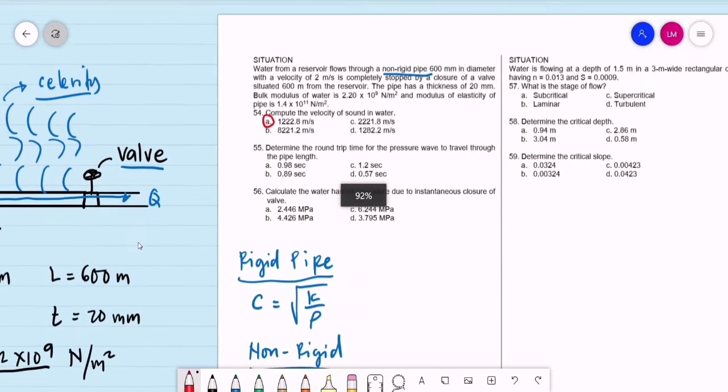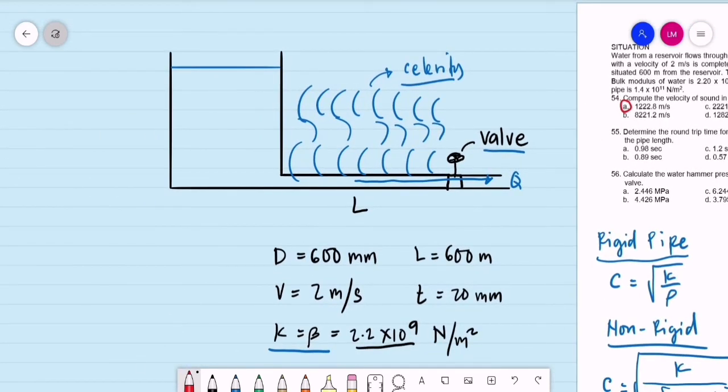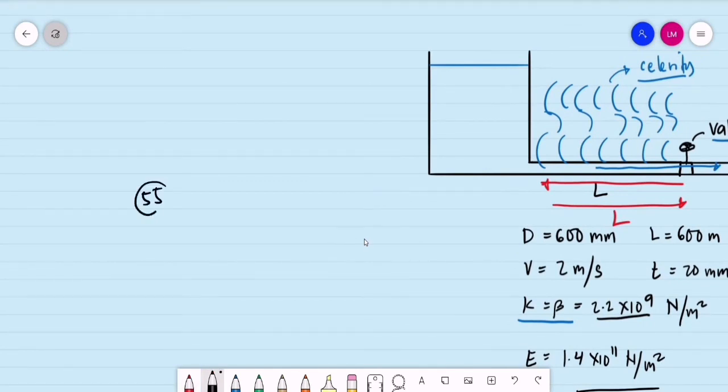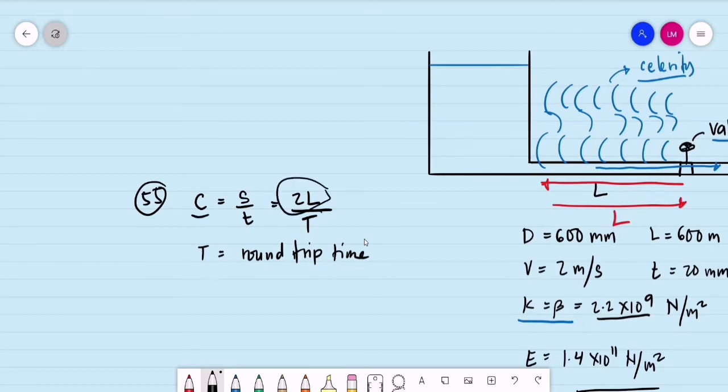For number 55, determine the round trip time for the pressure wave to travel through the pipe. Our analysis is like this. A round trip is going and coming back. Going is the length of the pipe, coming back is another length of the pipe. The celerity is a velocity, which is basically distance over time. The total distance, going and coming back, is L plus L, so the total distance is 2L. Let T be the round trip time. Velocity is distance over time. So when computing the round trip time, it is basically twice the length of the pipe divided by the celerity.